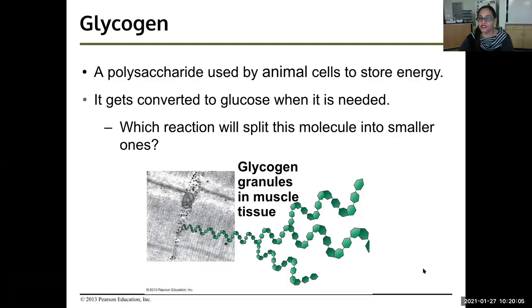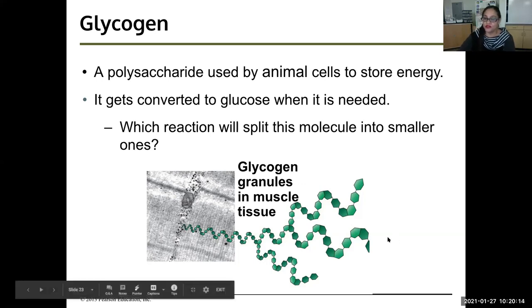We have a lot of glycogen in our liver. It's where our glycogen is stored. When we need energy, our body takes that glycogen out and splits it up into glucose so we can use it.